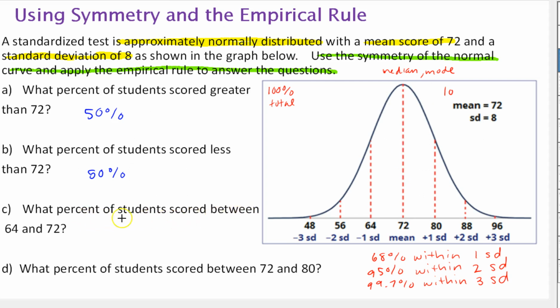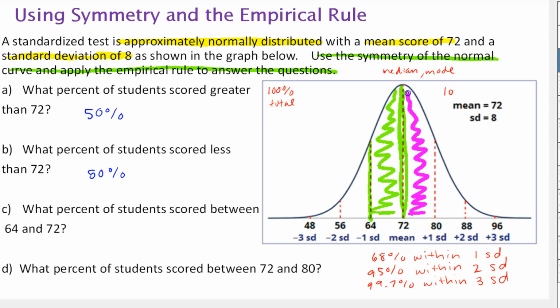What percent of students scored between 64 and 72? So let's just highlight this area. So between 64 and 72. Okay. So notice we don't have an exact value from the empirical rule for this. The empirical rule tells us, I'll pick another color, that these two areas together within one standard deviation in either direction of the mean, that's 68%. Okay. But notice that since these are mirror images, this green area is equal to this pink area.